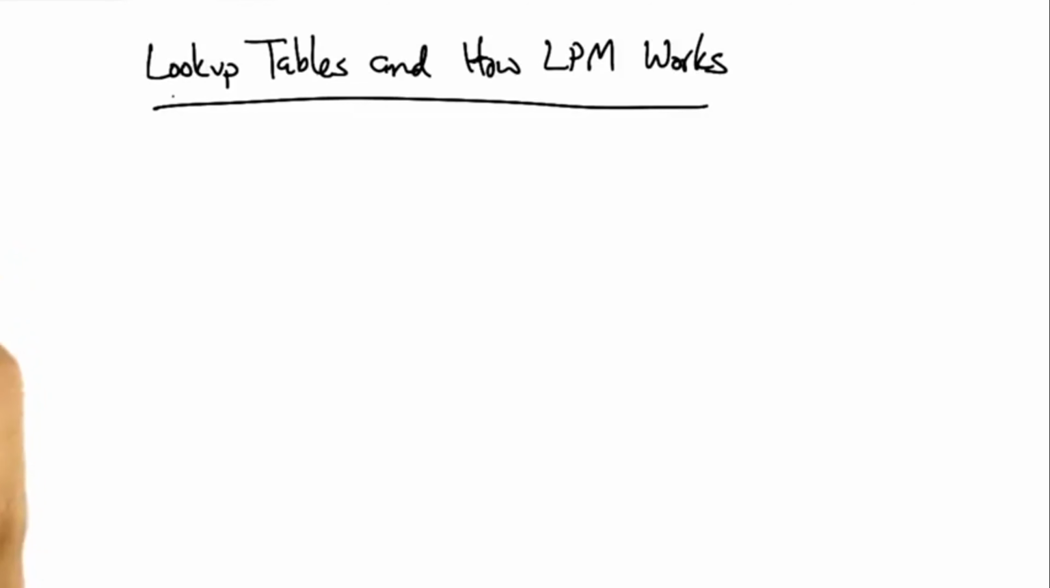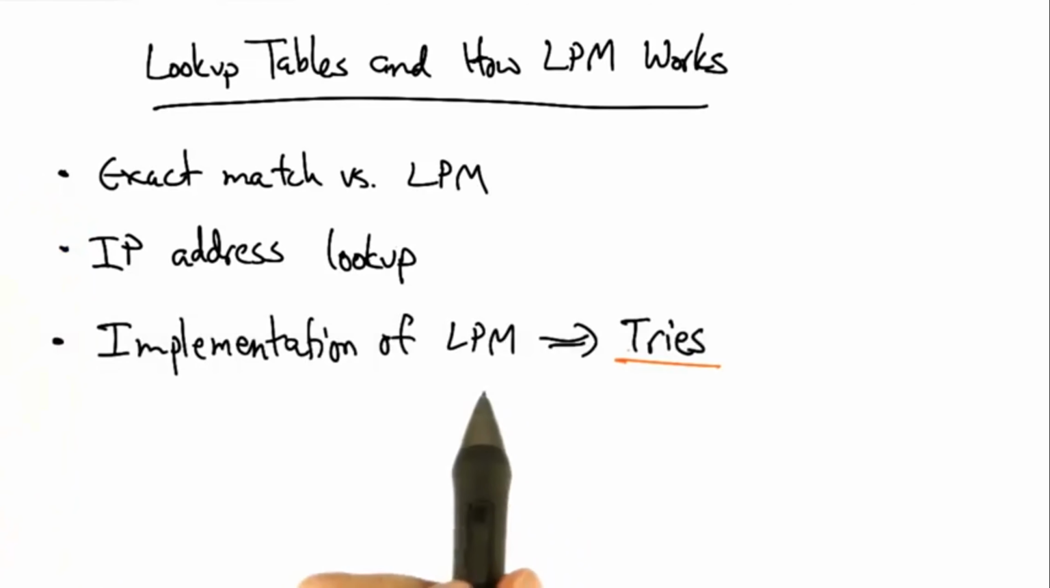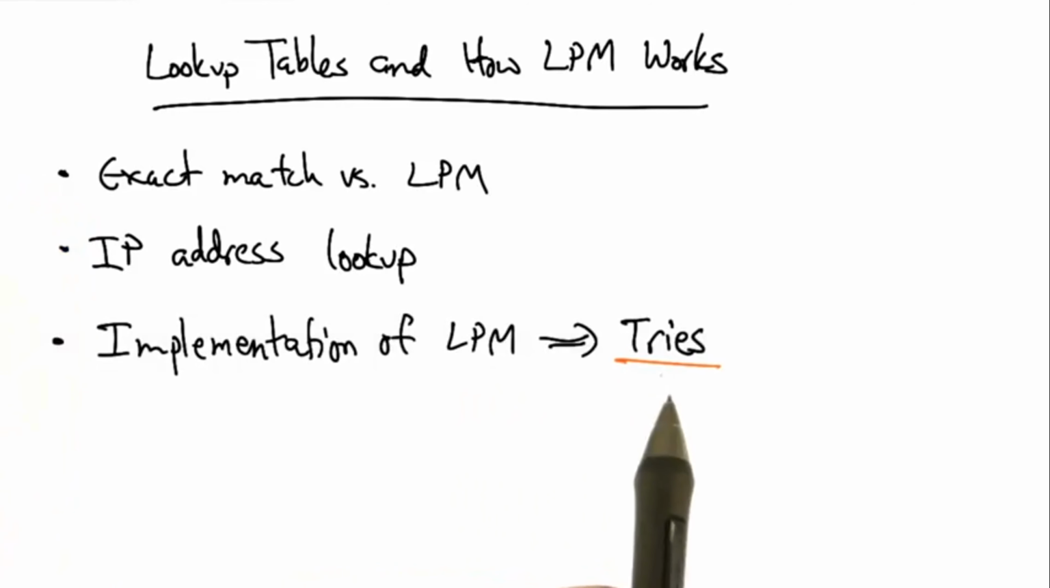Okay, in this lesson, we will explore how lookup tables in routers are designed and how longest prefix match works. We'll explore exact match versus longest prefix match and when each is used. We'll explore IP address lookup in more depth, and finally we'll explore how longest prefix match is implemented in the form of tries.